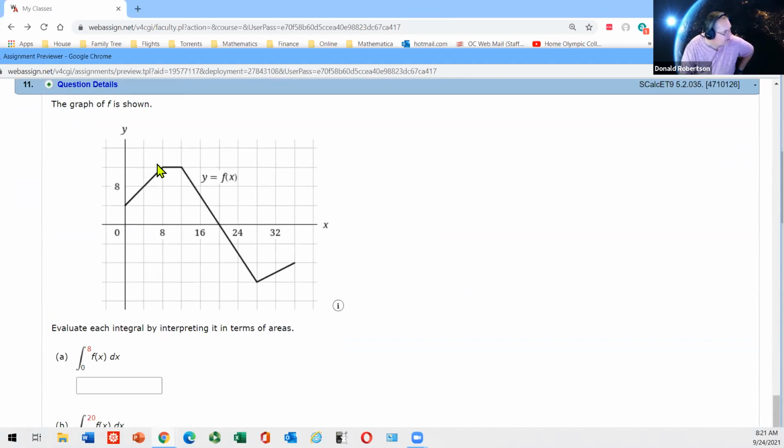Here is a function, f of x, and we're being asked to evaluate some integrals. And we're going to do it using geometry. We know how to find the exact value for rectangles, triangles, and bits of circle. So if you asked me to get the area under this curve from 0 to 8, wouldn't it be this little shape here?